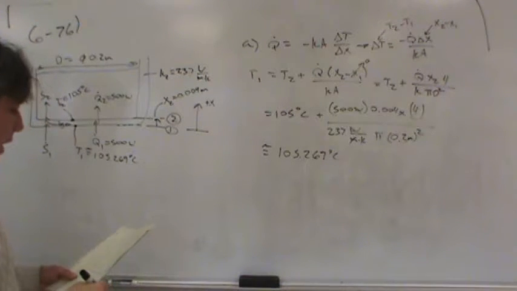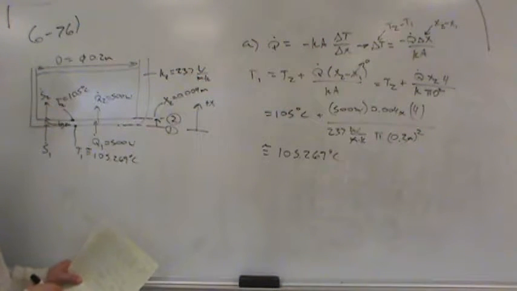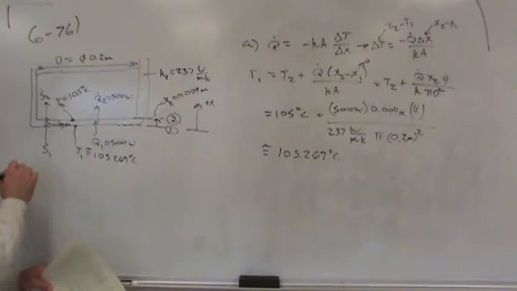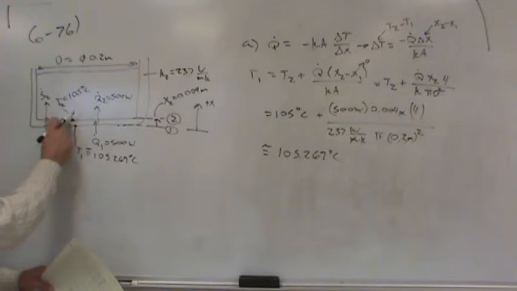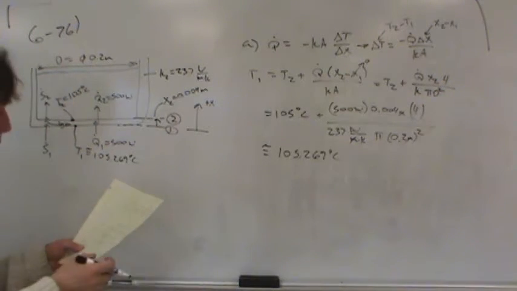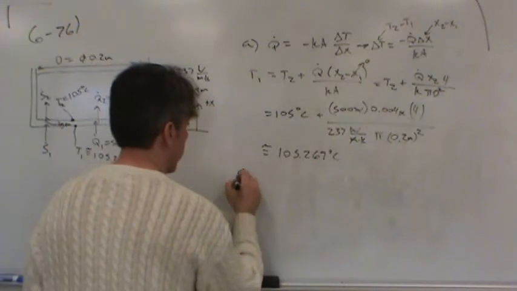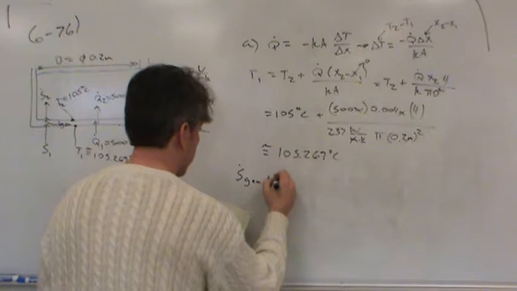So now we've got the temperature on this side, 105.269 degrees Celsius or so. All right, now we're supposed to calculate the entropy generation rate. The way I've written this, you'll notice that the entropy flow rate here plus the entropy generation rate should be equal to the entropy flow rate in state 2. Writing that out mathematically would look like this.